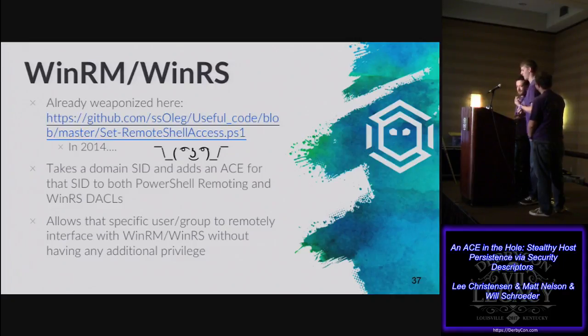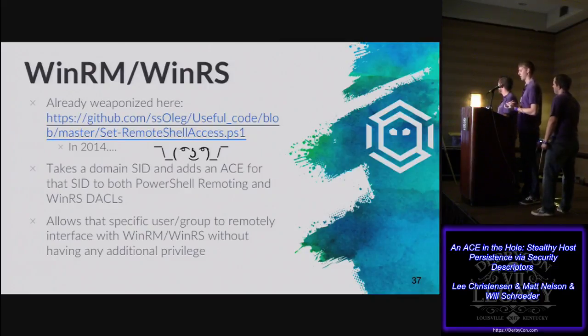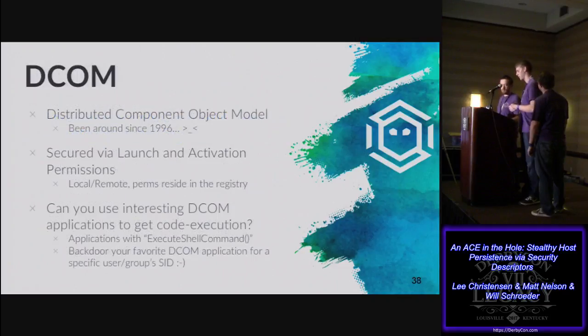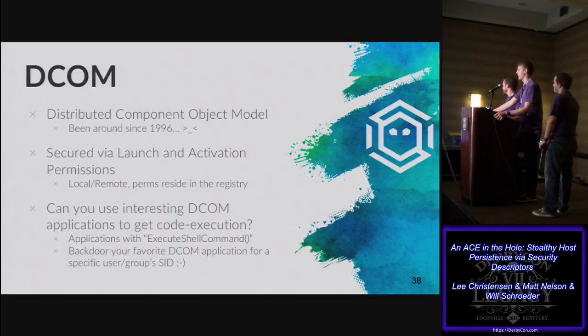So like I said, this was weaponized in 2014. Saves me a few hours because I didn't have to actually write it. I finished half of it and then went Googling for something, and this popped up. So it just takes a domain SID, and then it literally just appends the SID to the existing ACL, or ACE. And that gives that user or group the ability to do PowerShell remoting onto the remote host, or use the Windows Remote Shell to run commands on the remote host without being a local admin or equivalent.